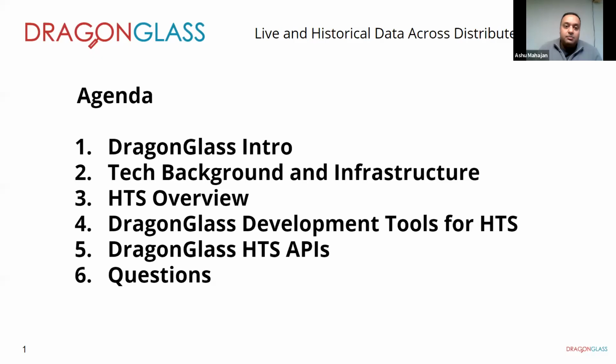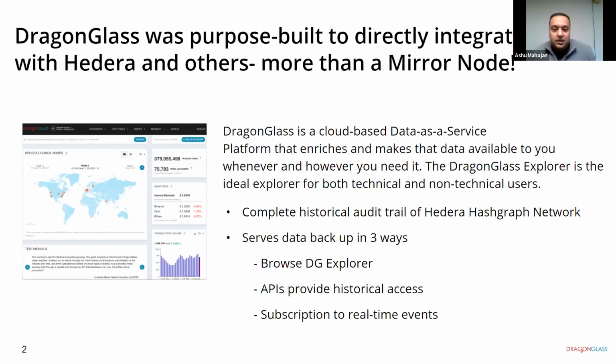So as part of the agenda, we are going to do a quick intro around DragonGlass. We will also get into the background of the DragonGlass infrastructure, then a small HTS overview. After that, we're going to talk about all the development tools provided by DragonGlass for HTS. And then we are going to talk about the APIs which are available. Then after that, we will have around 10 minutes for any questions that are not answered throughout this session.